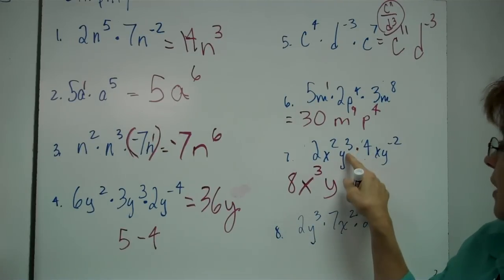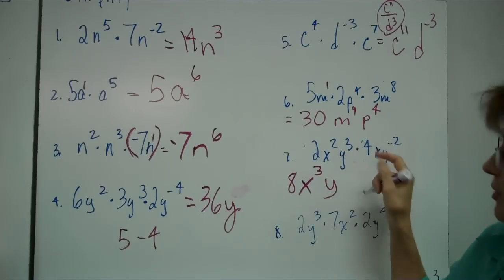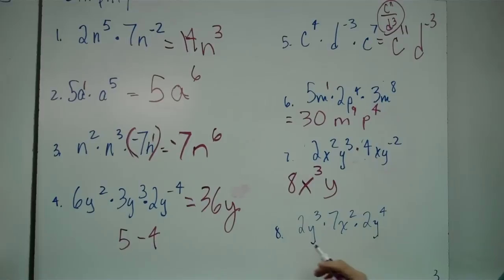Here I have y cubed, plus, in other words, 3 plus a negative 2, or 3 minus 2 is 1, or I just leave it like it is to make it simpler. Last one on this one. Okay, I got 2 times 7 times 2, so really 7 times 4 is 28.